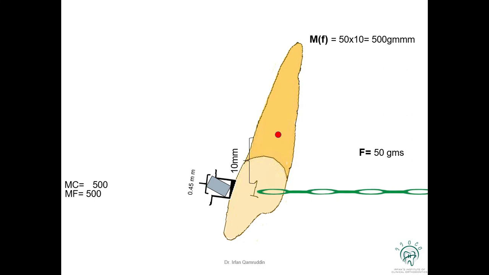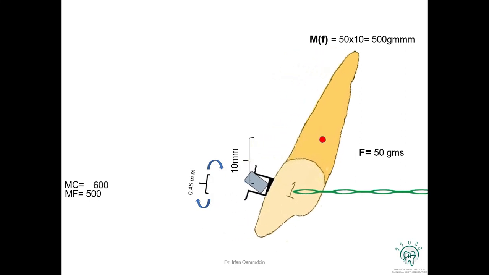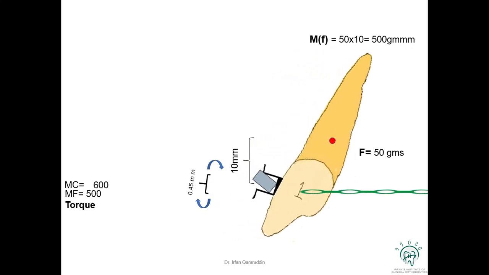For example, if you have given more twist in the wire, what is going to happen? It will also increase the value of the couple from 500 to maybe 600 gram millimeter, and that will result in more of the root movement. We call it torque. Here the moment to force ratio is 1:12, which is a requirement for torque. The center of rotation has shifted towards the crown.